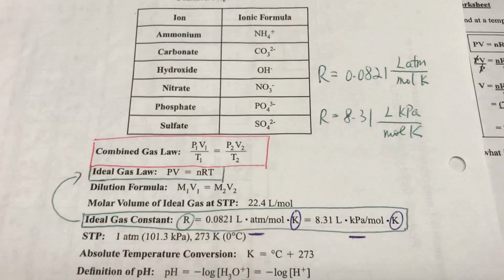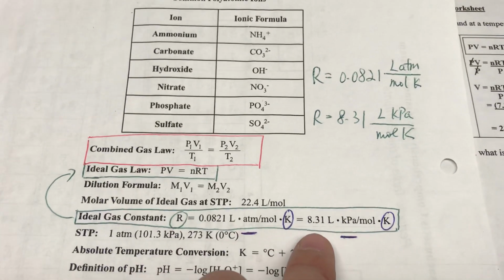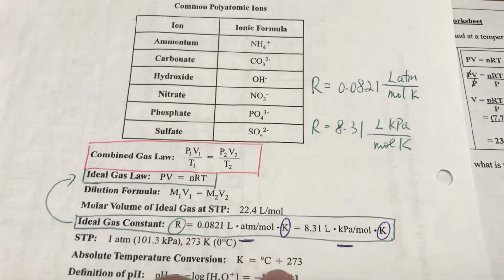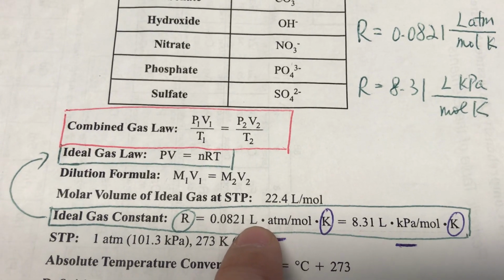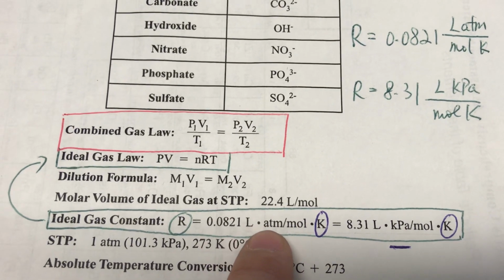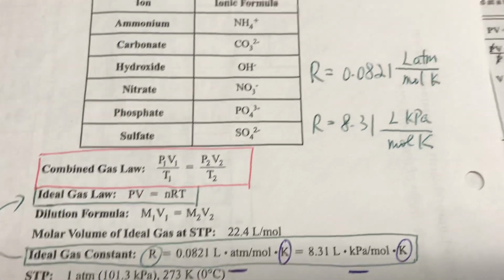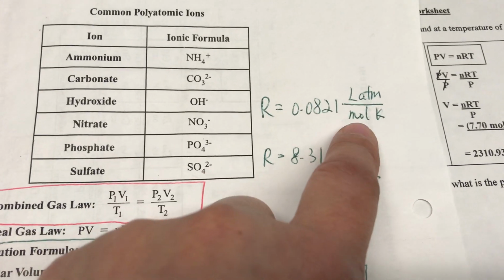For R, I can have two numbers. One is 0.0821, and one is 8.31. So what is the difference between the two? If you look at the unit, the 0.0821 has the unit L times atm over mole K. I can write that here: L times atm over mole K.